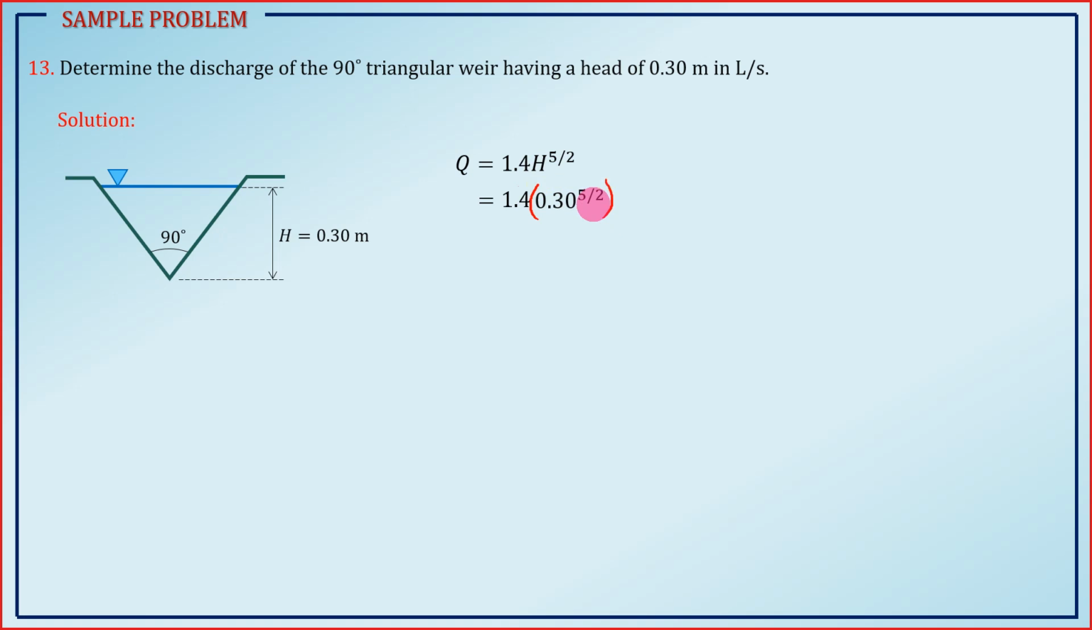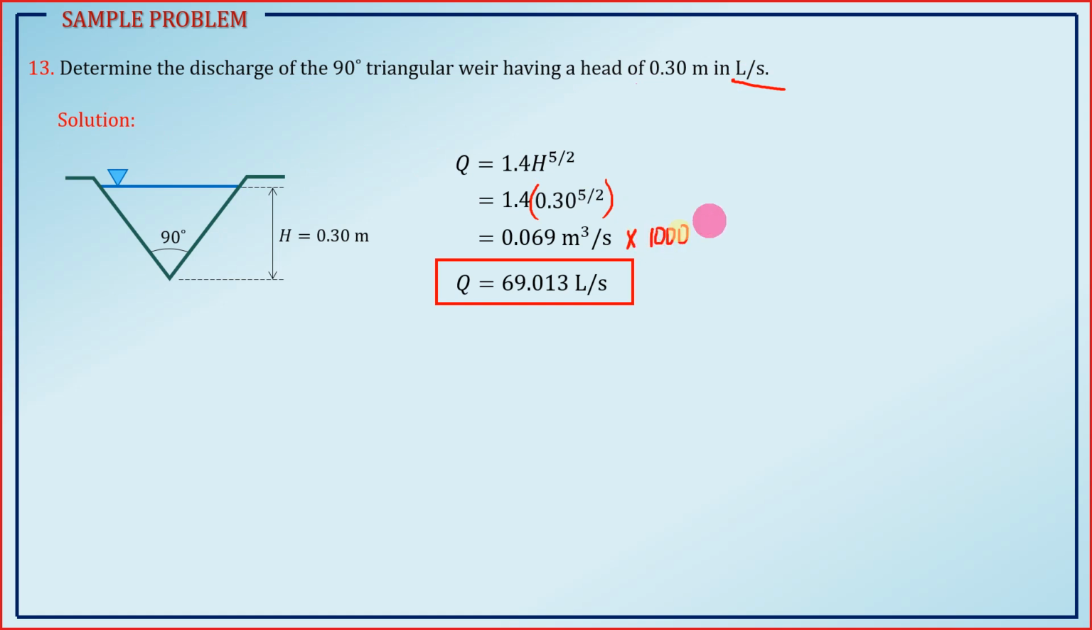Multiplying, we have Q equal to 0.069 cubic meters per second. But we have to solve for the discharge in liters per second, so we multiply this by 1,000 liters per cubic meter. So, our final answer for problem number 13 is 69.013 liters per second. So, when the problem is like this, compute for the 90-degree triangular weir, you can use the derived equation right away, 1.4 H raised to 5 halves.